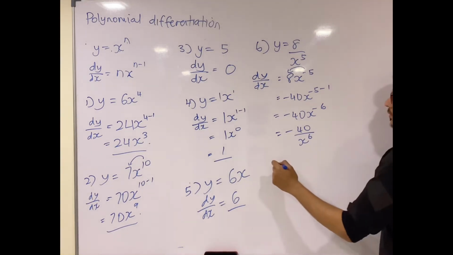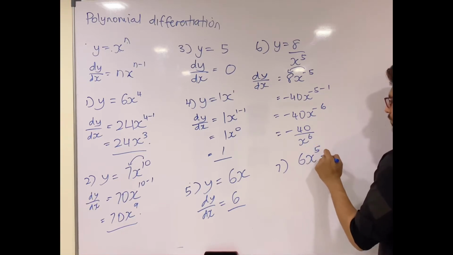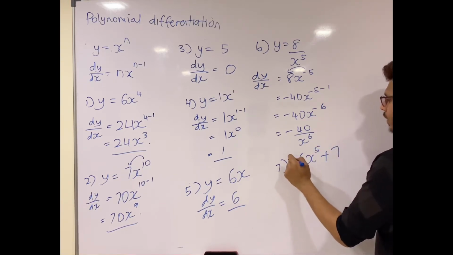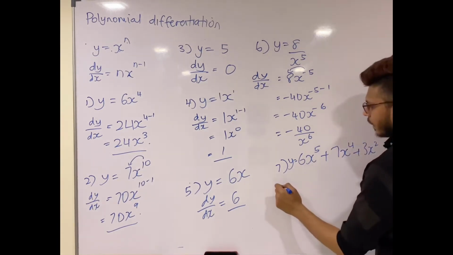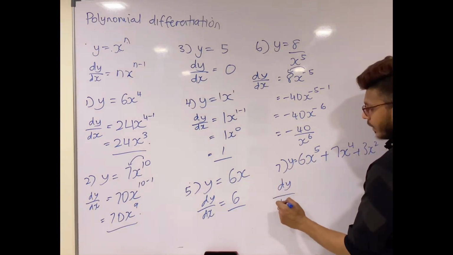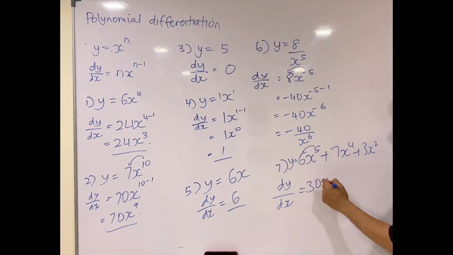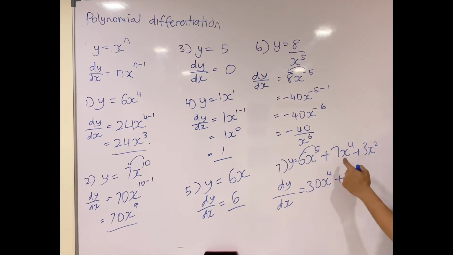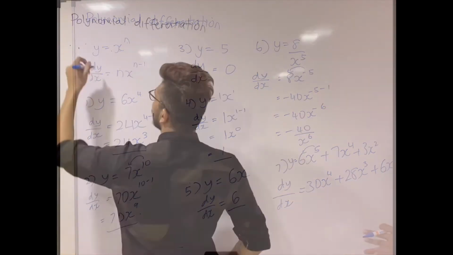Next question, number 7. Say you have 6x to the power of 5 plus 7x to the power of 4 plus 3x squared. That's your y. Then if I'm going to find dy dx, first times here, so it's going to be 30. X, 5 minus 1, 4. 7 times 4 is 28. X, 4 minus 1 is 3. Plus 3 times 2 is 6. X to the power of 1, I don't have to write that. Do you understand this, guys?